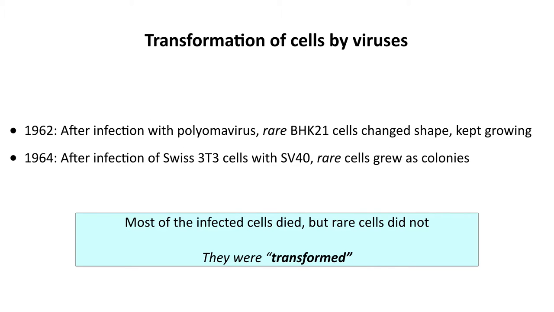There's also a parallel study going on where people are finding that certain DNA viruses can cause tumors as well. In 1962, a polyoma virus was found to transform baby hamster kidney cells. And in 1964, SV40 was shown to transform mouse cells. Now, in these experiments, the transformants were rare. They would infect the cultures and most of the cells would die. And a few foci would arise as transformed cells, and they would go on to be immortal. So now we have RNA and DNA viruses transforming cells.